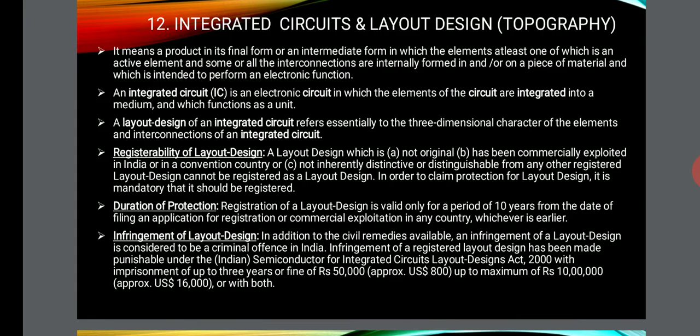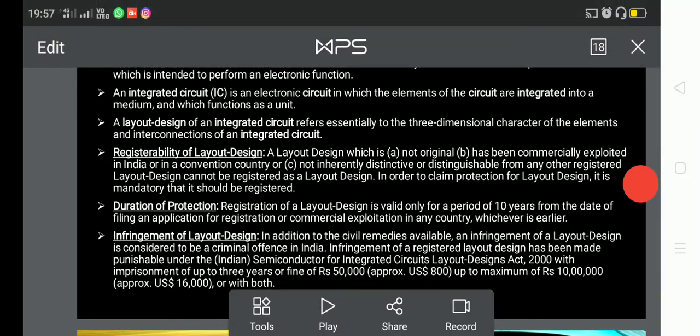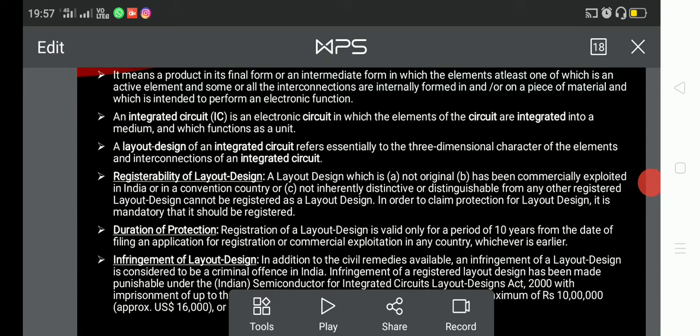It means a product in its final form or an intermediate form in which the elements, at least one of which is an active element, and some or all the interconnections are internally formed in and/or on a piece of material and which is intended to perform an electronic function. So IC circuits, you already know about IC circuits. It is made in a pad.